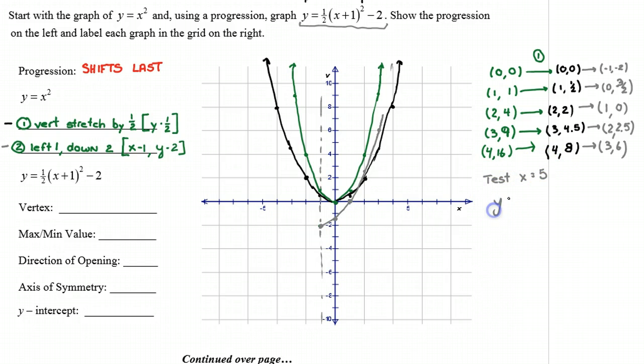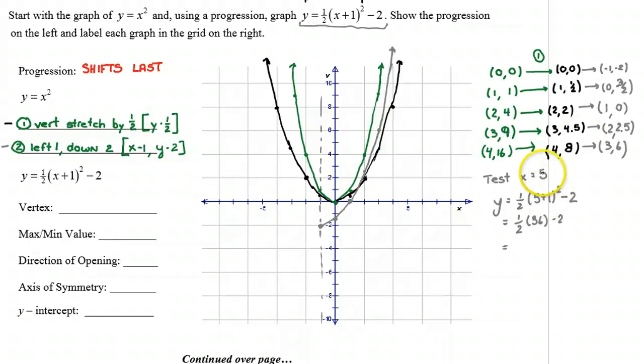So I'm going to say y is equal to 1/2 times 5 plus 1 squared minus 2. So that's going to be 1/2 times 36 minus 2. 36 divided by 2 is going to be 18. So that's going to be up here quite a bit. So we're just going to go straight up like that. Okay?